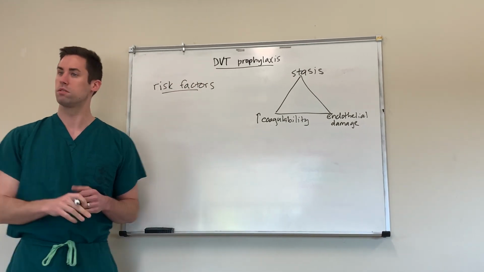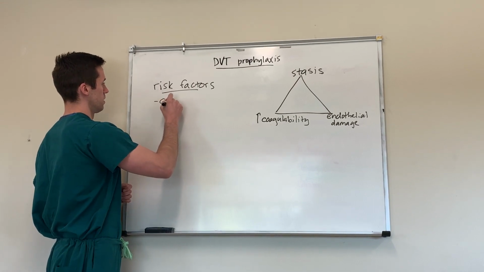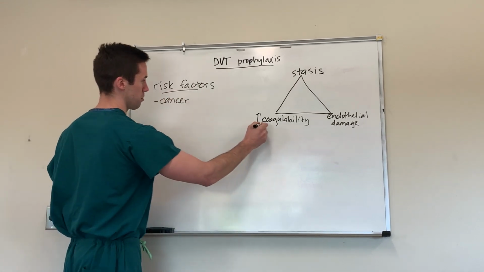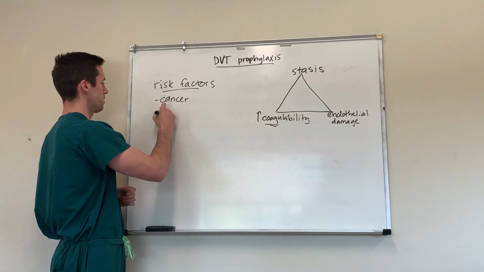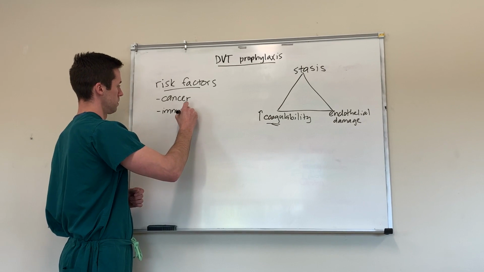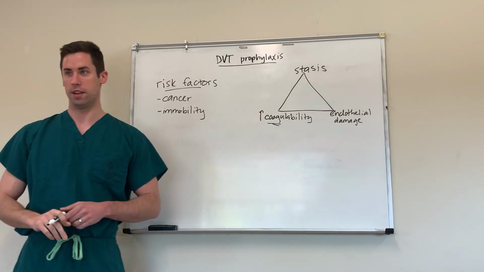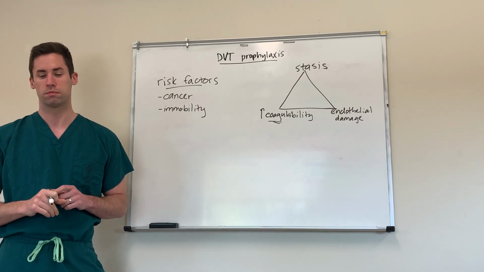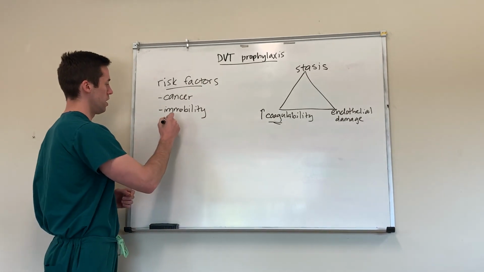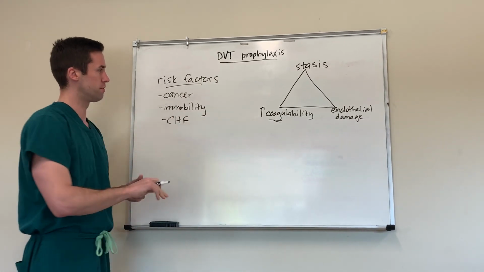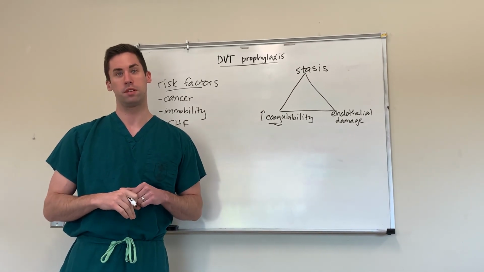Can you think of any, Jess? So cancer? Cancer increases the risk mainly because of hypercoagulability. People who are just in bed all the time? Immobility. And that's the stasis part of this triad. I think that I heard something about CHF can do it. So heart failure can cause it, both because of stasis and also with atherosclerosis, there can be some endothelial damage.